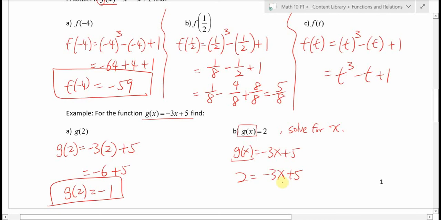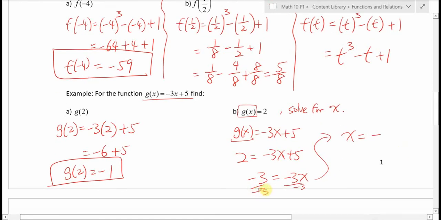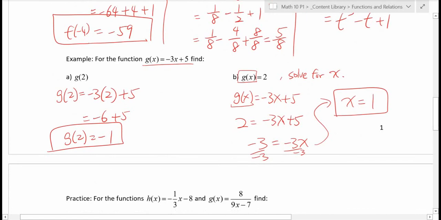So to solve for x, I need to isolate x. I need to move the 5 to the left. By subtracting 5 on both sides, 2 minus 5 is negative 3, and that equals negative 3x. Now divide both sides by negative 3 to get rid of the coefficient. Then you end up with, oops, I don't need a fraction there, x equals 1. So that's how you find x if you know g of x.